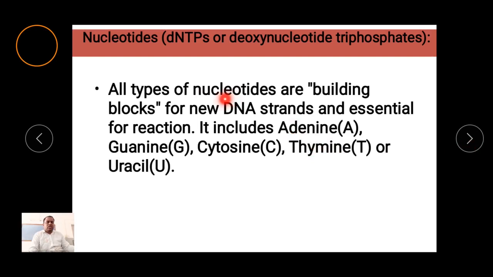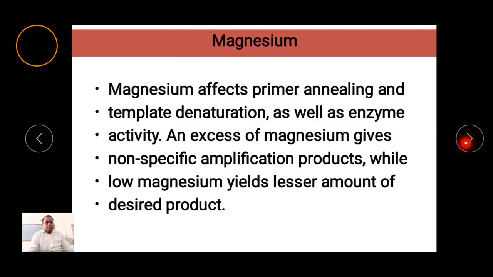Let's see the next component, that is nucleotides, dNTPs. Different dNTPs, that is adenine, guanine, cytosine and uracil, and thymine in case of DNA if required, are added into the mixture. The concentration of all the 4 dNTPs that are being added into the mixture should be equal.